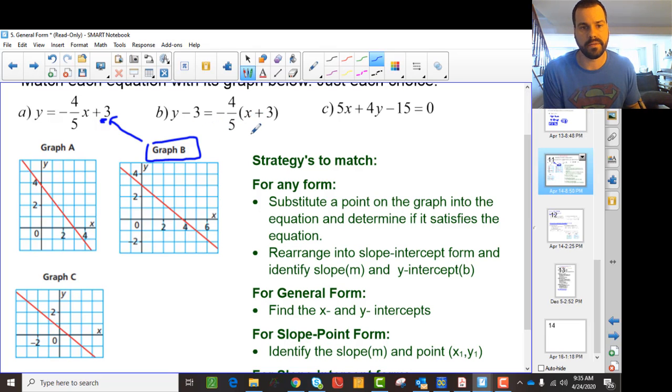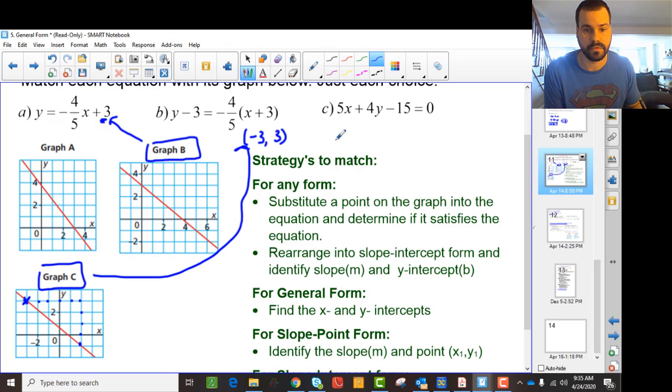This one, I know that it goes through -3 and 3. So I'm going to look at -3 and 3, and I'm going to say, there's -3 and 3. It goes through that point. Okay, and then it has a slope of -4/5. So what that means is if I run 5, so 1, 2, 3, 4, 5, I should be able to rise -4. So 1, 2, 3, 4. We say, yes, that works. So that means that this graph matches that equation.